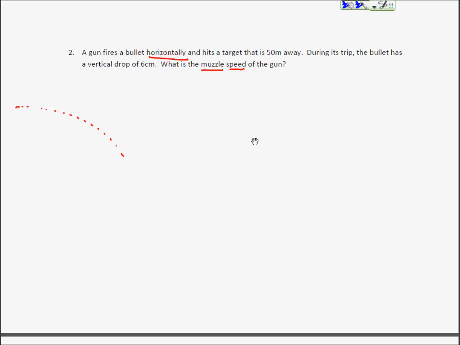We know that the target is 50 meters away. And so that means 50 meters of distance in between the two. That's my horizontal displacement, 50 meters. And I also know that the bullet drops 6 centimeters in that time. So that is my vertical displacement, 6 centimeters in the downward direction, -0.06 meters. All right. And what we're looking for here is our velocity.